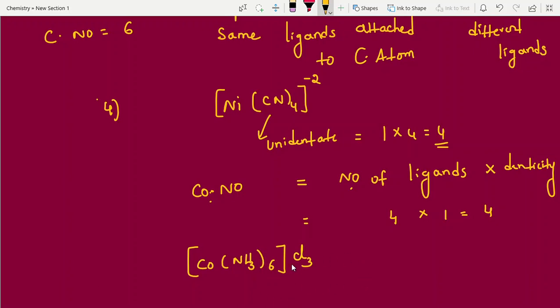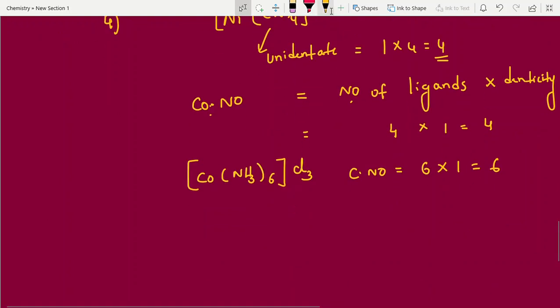Now I am writing here another point. What is this coordination number? How to calculate coordination number equal to number of ligands? How many? 6 into its denticity 1, 6. Okay. Now one tricky example I am giving now. Co(en)3. What is the coordination number here?